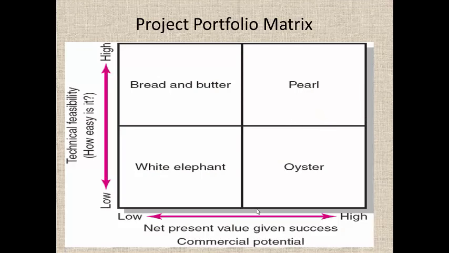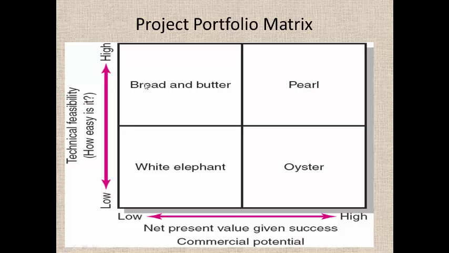Any project you can classify into 4 buckets. The first is high net present value and high technical feasibility. That is the pearl. It is highly feasible, and once you do it, you get a high net present value, a good profit out of it. So these are all pearl projects. Some of them are oyster projects, where you get a high net present value, but technically it's not feasible. So there is a lot of risk involved, because if you're not able to do it technically, it might move to the white elephant, because you'll not get much out of it.